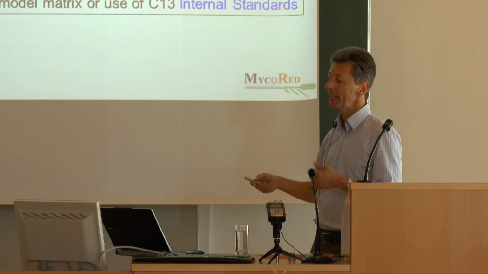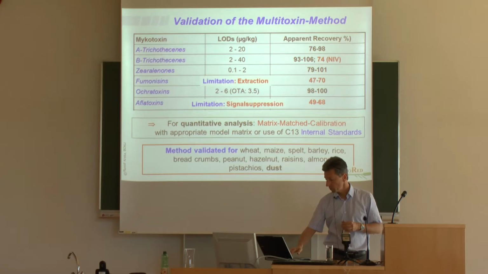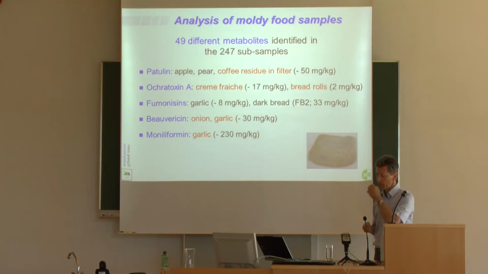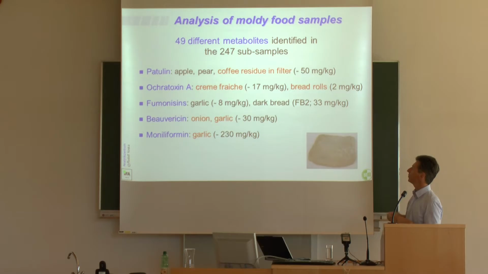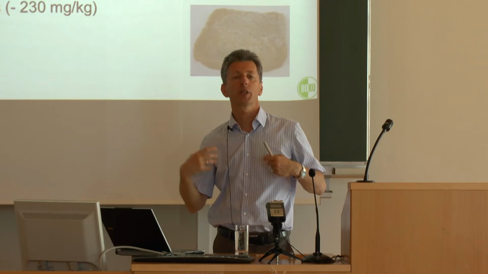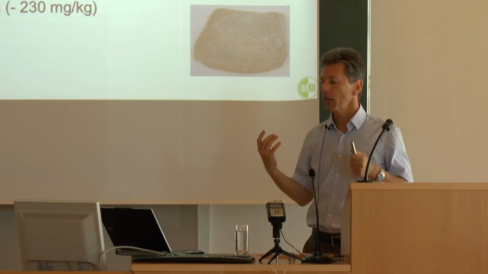This multi-toxin method has also been validated for a couple of matrices, which I don't want to go into detail on here. But the great thing about multi-toxin approaches is that you find very interesting new metabolites. Here we found patulin in apple, pear, and coffee residues in a filter. Who would expect to find patulin in coffee residues in a filter? Ochratoxin A in creme fraiche, fumonisin in garlic, beauvericin in onion and garlic, moniliformin in garlic. These were very high concentrations, but they were all visibly moldy foodstuff. So this is not what you can expect when you drink your coffee. You wouldn't expect high levels of patulin there.